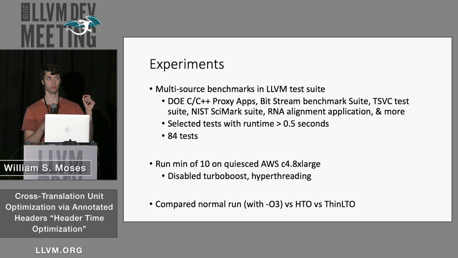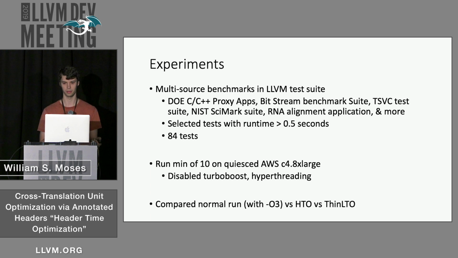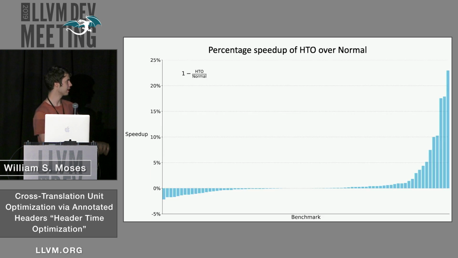Specifically, we ran all of these tests and took the minimum of 10 runs on an AWS C4.8xlarge, disabling turbo boost and hyperthreading to make sure we really get the smallest runtime. And we compared a normal run with just O3 to using these annotated headers produced by HTO, as well as Thin LTO, and actually the quote real or fat LTO as well. So here's what we get in terms of speedups of using HTO over not using any of these annotations.